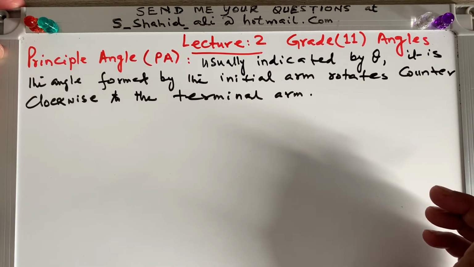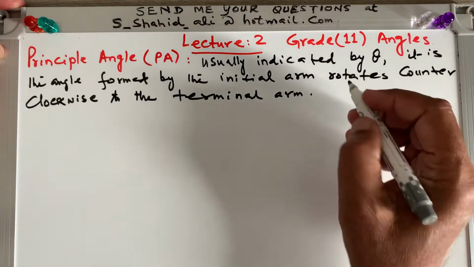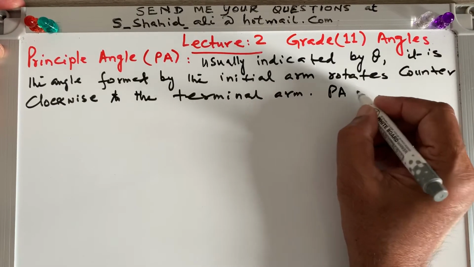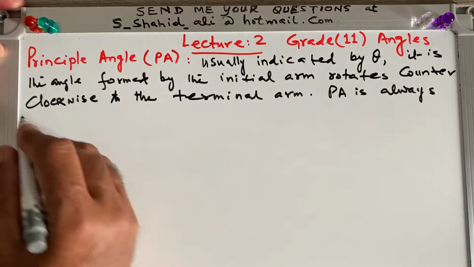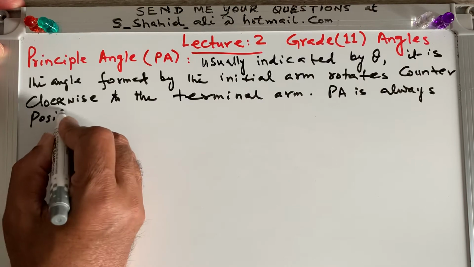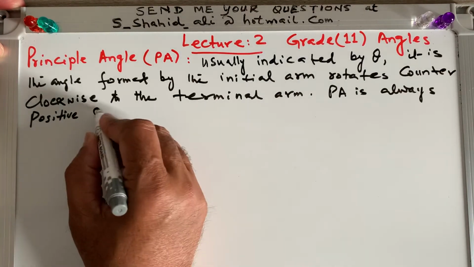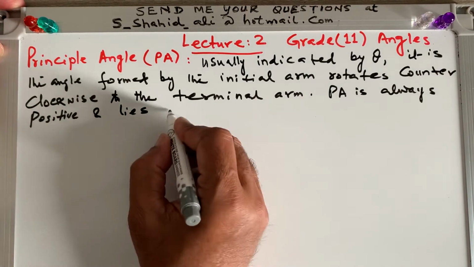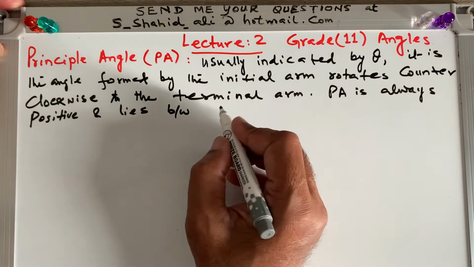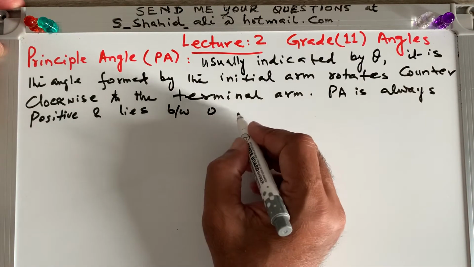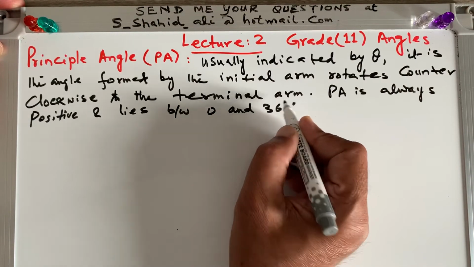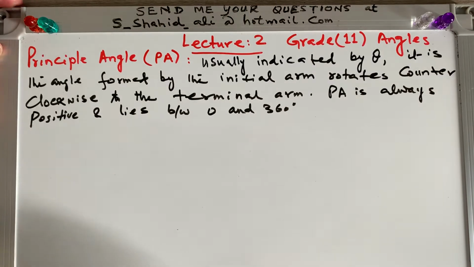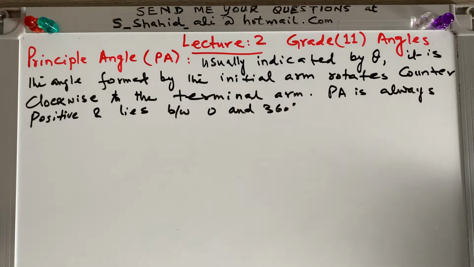So this principal angle is always positive and lies between 0 and 360 degrees. So the second thing we learned was the related acute angle, RAA.